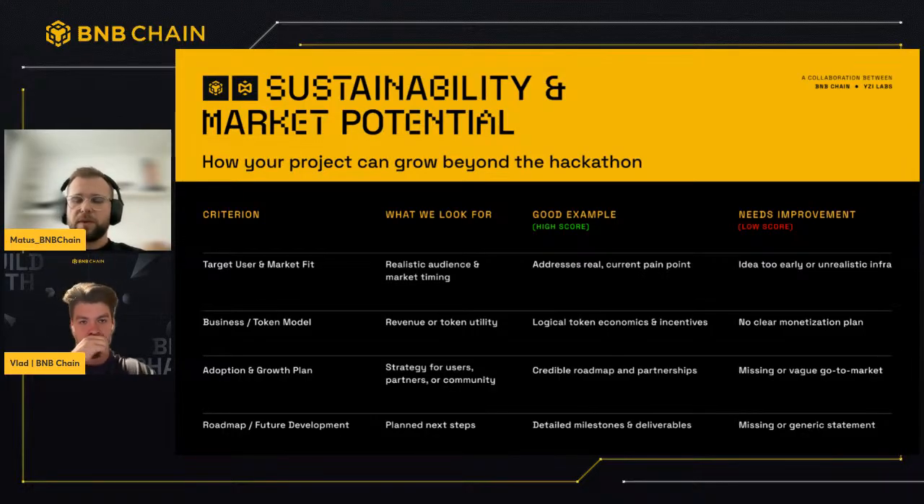If the roadmap and potential partnerships are there or something like that. Also, what's really nice to have is detailed milestones for the future and deliverables. All these kinds of things give you additional points, and judges take these as important things.